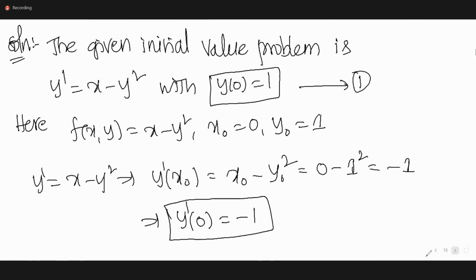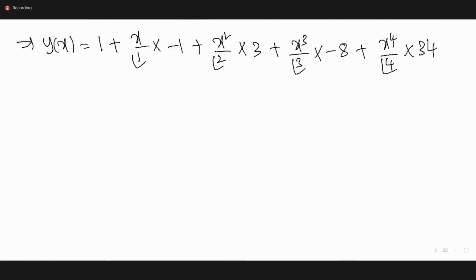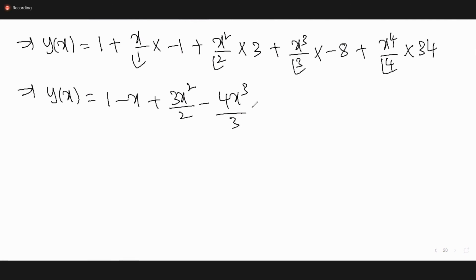Okay. So y of x is equal to 1 minus x plus 3x square by 2. This is 6. So minus 4x cube by 3. 4 factorial is plus 17 x power 4 by 4 factorial is 24. 24 means this is 12.